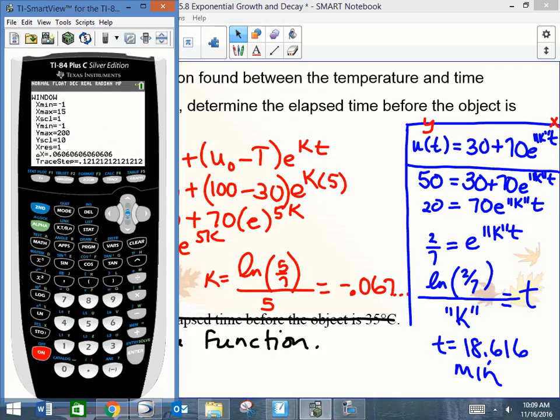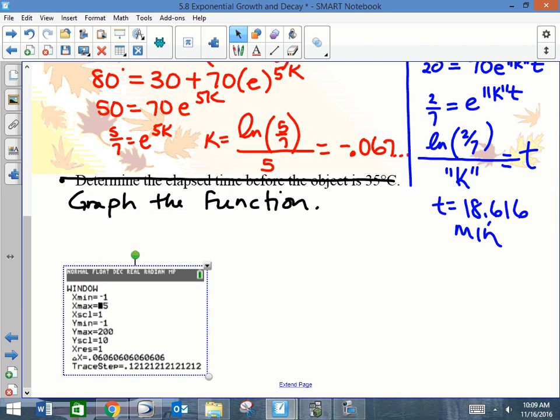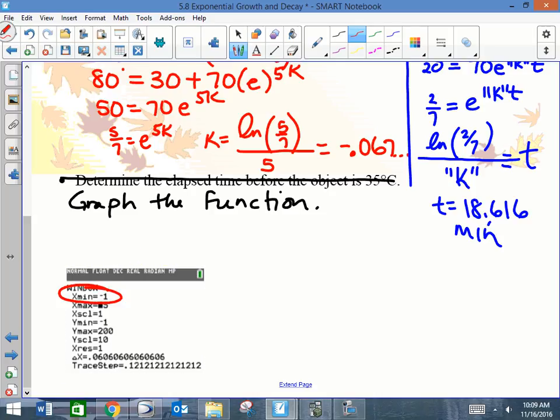But here's what I like to do when you're graphing. I know my time is not going to start until 0, but I like, and remember my x is my time, okay? I like to do this just so I can see my axes. I just like to see them, because otherwise it throws me off. So that's why I put -1.